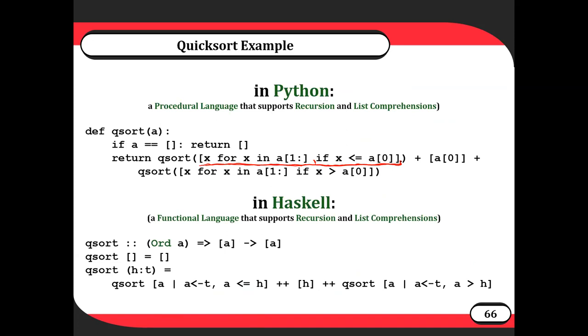So I have some sort of, I take every item that's in my list, and then I apply this predicate to it, and I build a new list. And then I take my pivot, and then I take the other side, all the items that are based on this predicate. So if x is greater than my pivot, then they all go into the other list. So in Python, that's the entire quicksort algorithm written using list comprehensions. And list comprehensions are very, very similar to the set notation that we use.